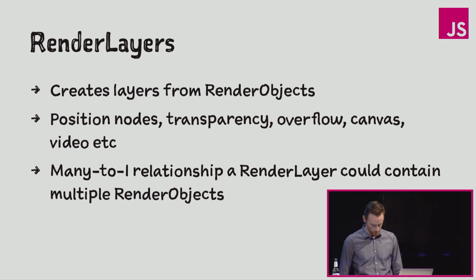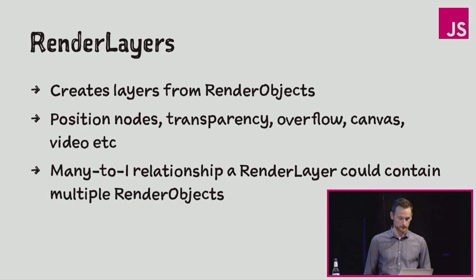So if we remember one of the trees off the render trees, the render layers, it will try to group things into layers. So if you've got a position absolute element, all its children will be in its own layer. If it's got transparency, if it's got overflow hidden, if it's a canvas or a video, it'll put it into its own layer. And it's kind of a many-to-one relationship. So one layer can have many render objects or many DOM nodes that it can put onto the screen.